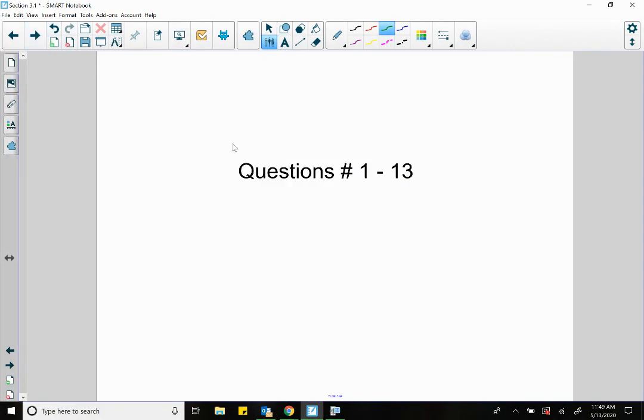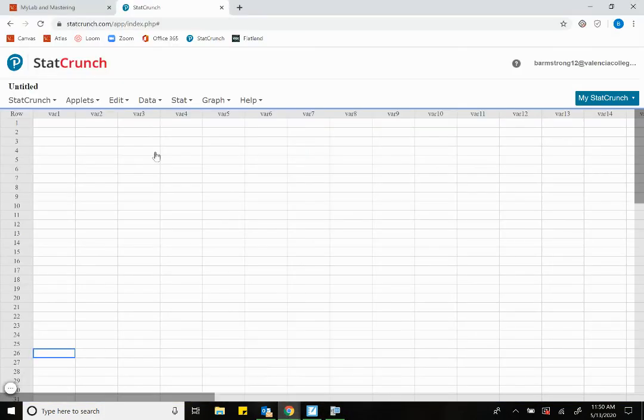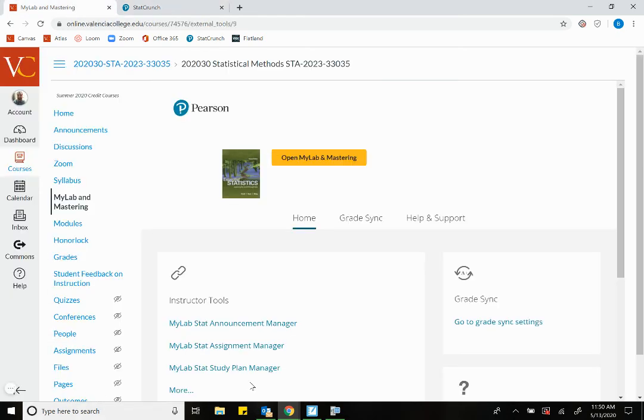So now you can jump into the chapter 3 assignment, and you should be able to do questions 1 through 13. That deals with section 3.1 only.